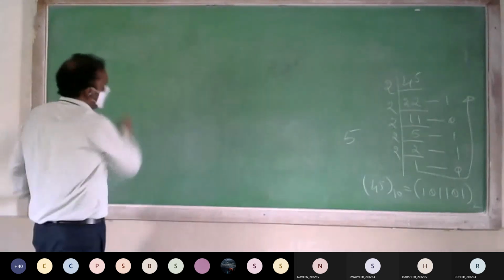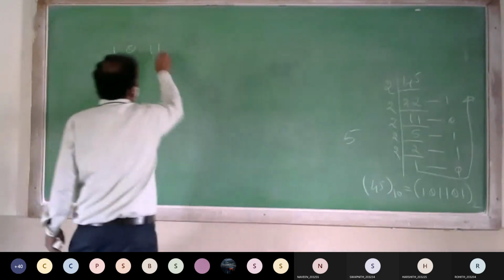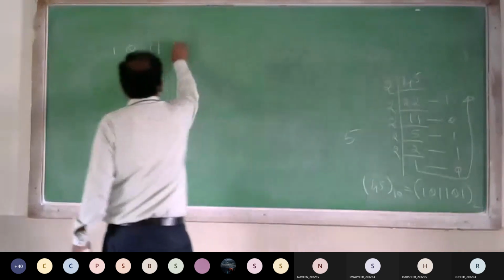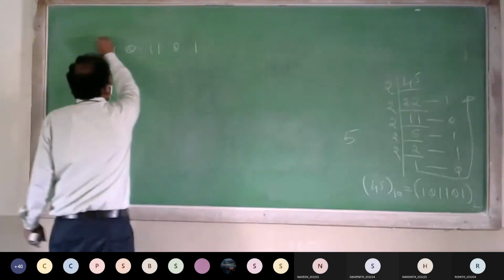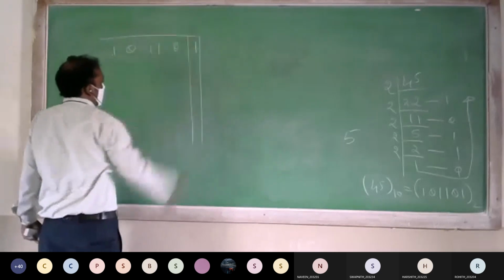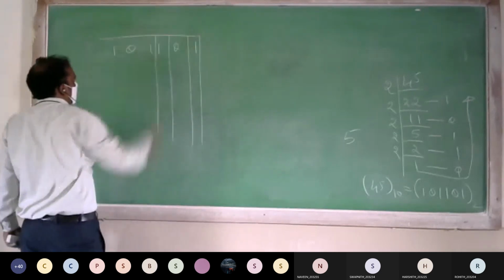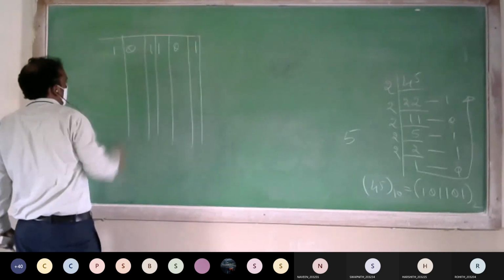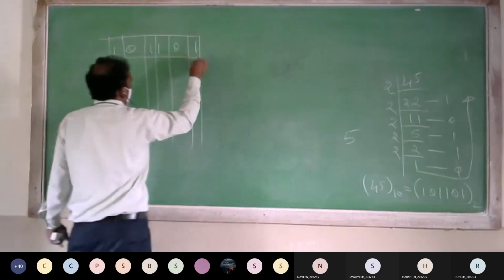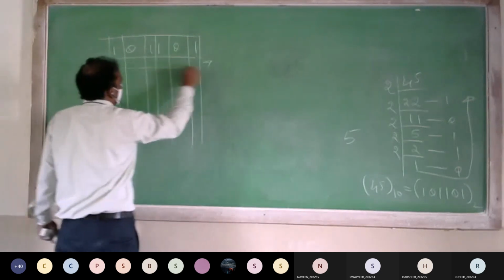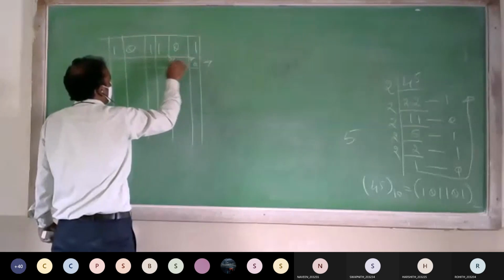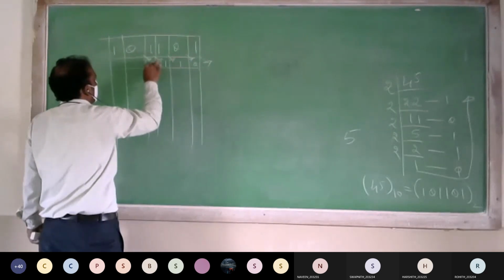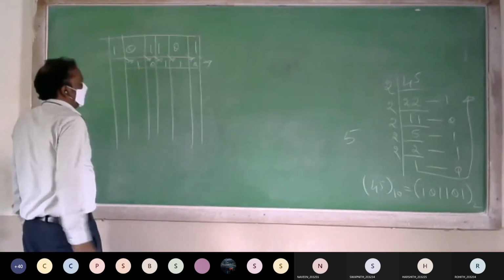Memory. 101101. So this is the memory diagram. Now 1 time shifted, that means remove that bit. This one will come here, this one will come here, this one will come here, this one will come here, this one will come here.